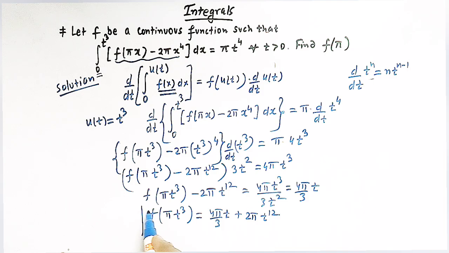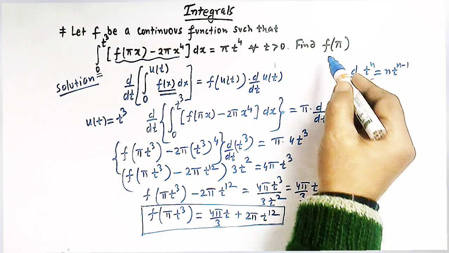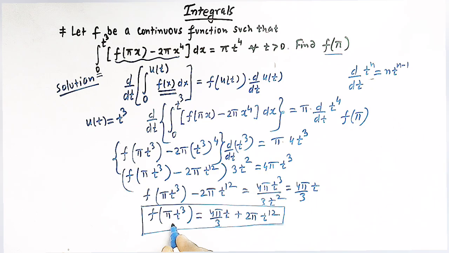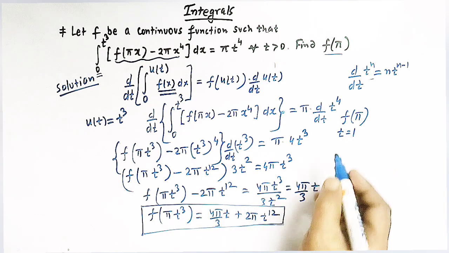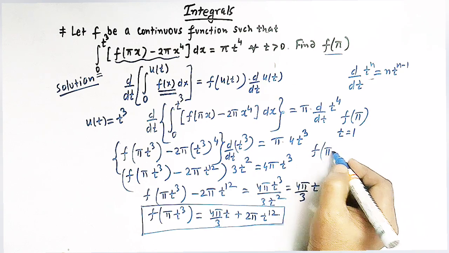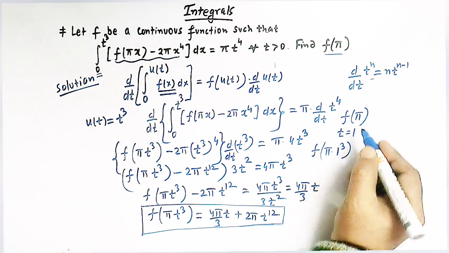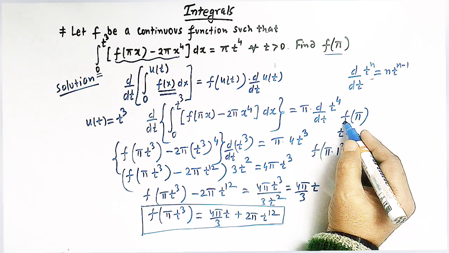So now we have arrived at this important relation which defines this function f of pi t cube as 4 pi t over 3 plus 2 pi t raised to 12. Now we need to find out the value of f of pi, right? So now if we replace this t by 1, right? So replacing this t by 1, here we can now write f of pi times 1 cube, so that this becomes pi. Pi times 1 cube is pi, and we can easily get the value of f of pi.